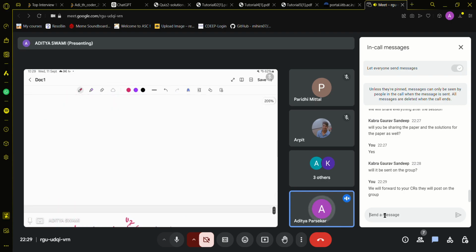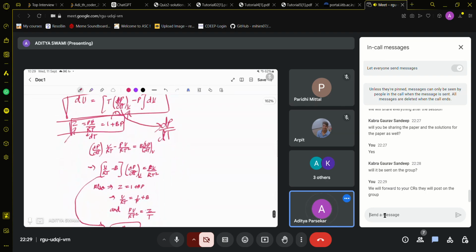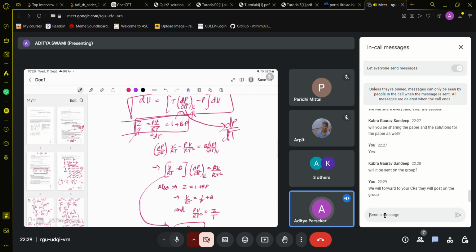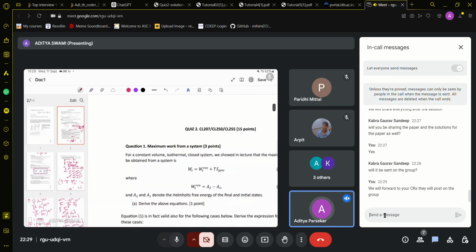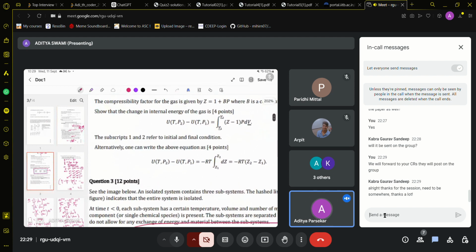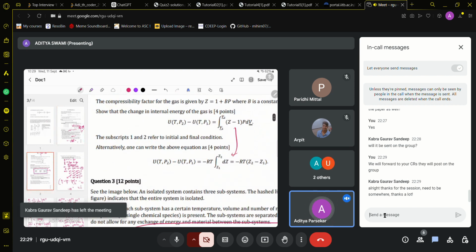Because we are running out of time, I won't be able to solve the second part of it, but it is fairly straightforward. It's basically a continuation of this. You use this to find this. We'll send all the solutions to you on the group so that you can refer to it in your own time, and if you have any doubts, you can reach out to us.